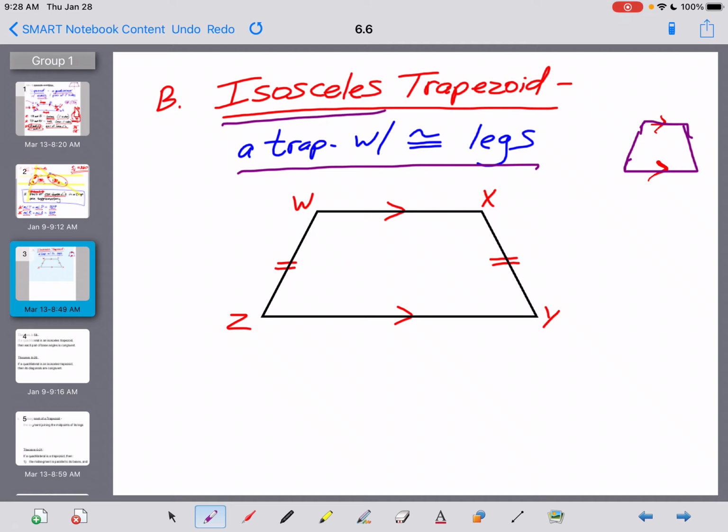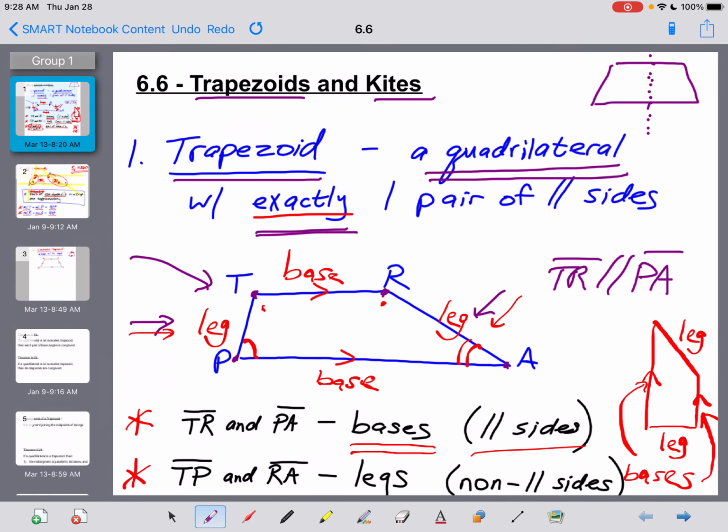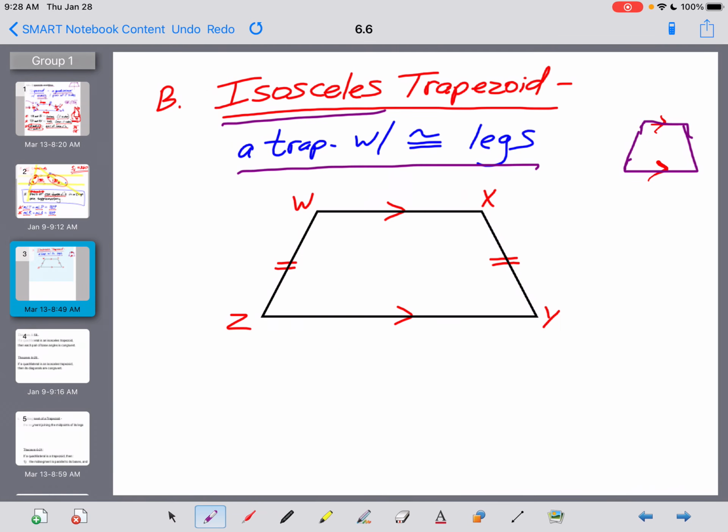So let's look at figure WXYZ, which is drawn for us right here. First of all, is it a trapezoid? Well, my definition of a trapezoid is a quadrilateral with exactly one pair of parallel sides. Pretty clearly, this figure is a quadrilateral, so check. And does it have one pair of parallel sides? Yeah, WX on top is parallel to ZY on bottom, but WZ on the left is not parallel to XY on the right. So yeah, this is a quadrilateral with exactly one pair of parallel sides, which makes it a trapezoid. And to be isosceles, it has to have congruent legs.